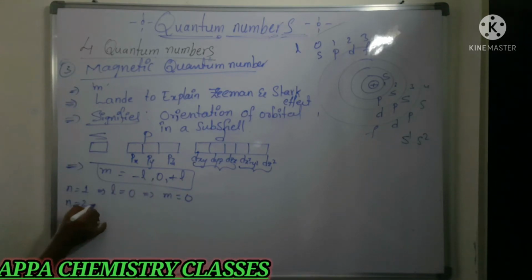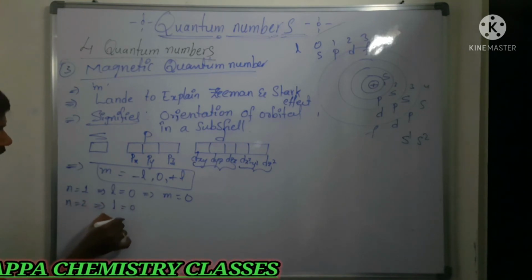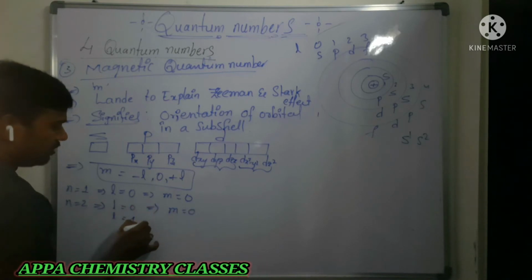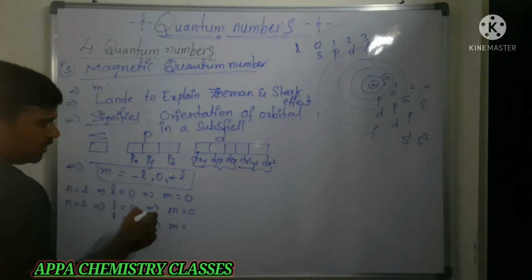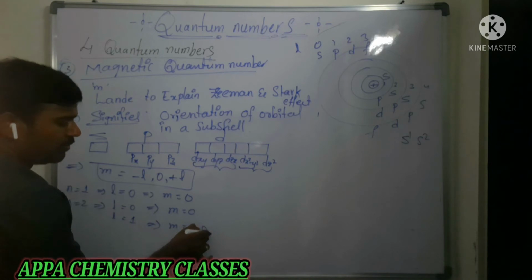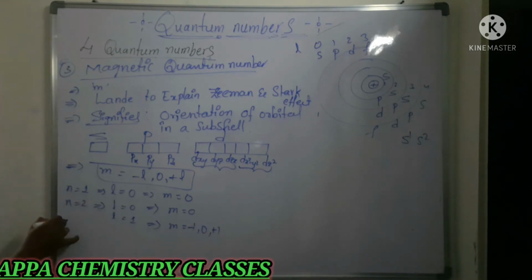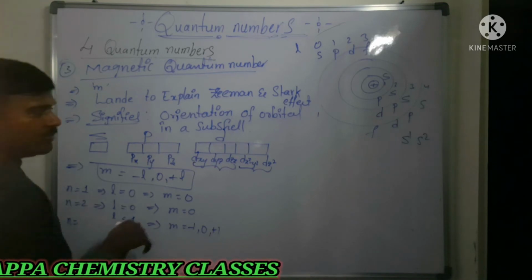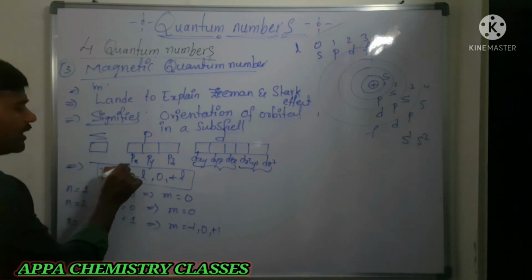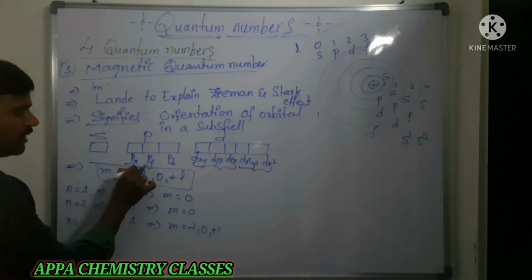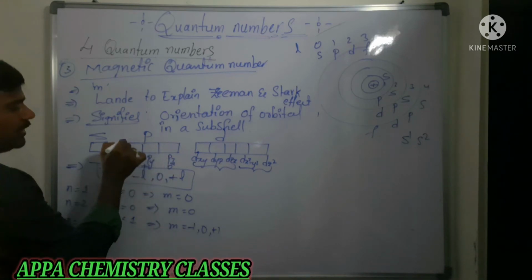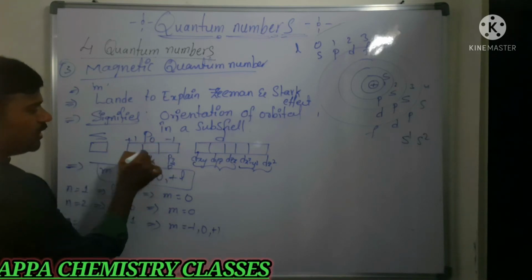If n is equal to 2, then what are the possible L values? 0 and 1. If L is equal to 0, M is also 0. L is equal to 1 means P subcell, so M is minus 1, 0, plus 1. Generally minus 1 and plus 1 are for the x and y axis, and for the z axis it will be 0. Anyway, it can be represented as plus 1, 0, minus 1 or minus 1, 0, plus 1.